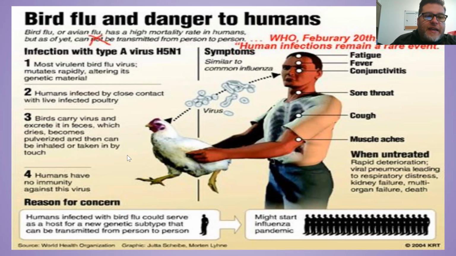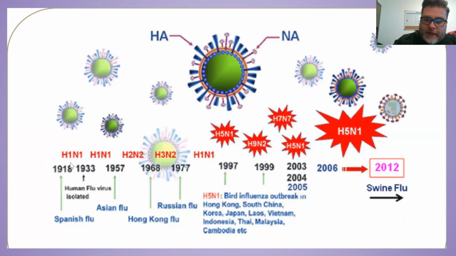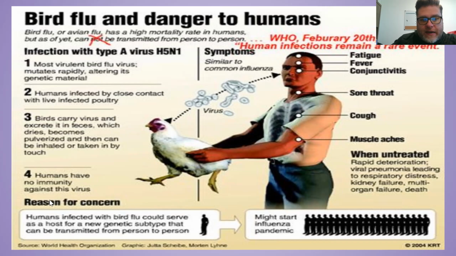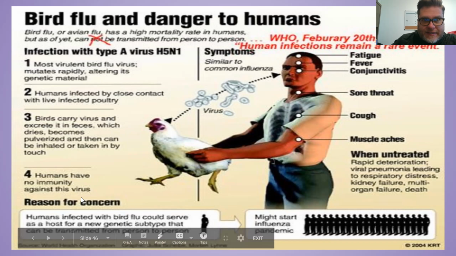Birds carry viruses and excrete it in feces, which dries, becomes pulverized, and then can be inhaled or taken in by touch. Once again, it's basically dried poop that over time will get pulverized into the ground. It mixes in with the dirt, and you're breathing that in. Humans have no immunity against this virus. That's the scary part. Once again, humans have no immunity against this.